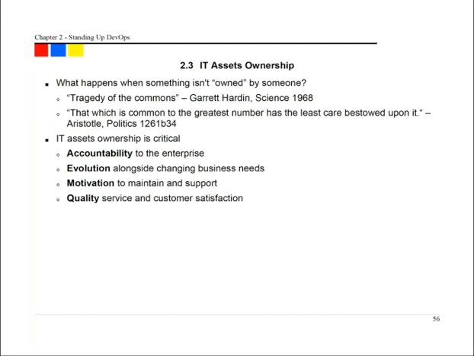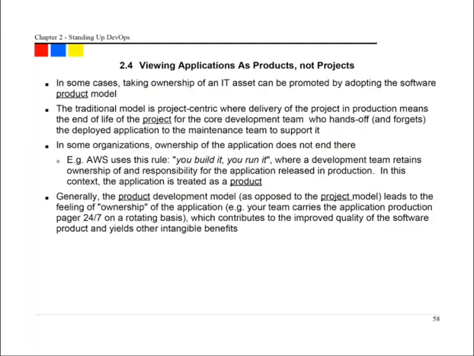So having some concept of ownership of applications, indeed, ownership of tools, ownership of processes, will be critical to DevOps. It brings notions of accountability to the organization. It brings the ability to evolve product alongside changing needs. It motivates people to actually invest in maintenance and support. And it encourages people to think about quality. This is essentially what's an enabler of this notion that we have shared accountability. The notion that we own the asset is important.